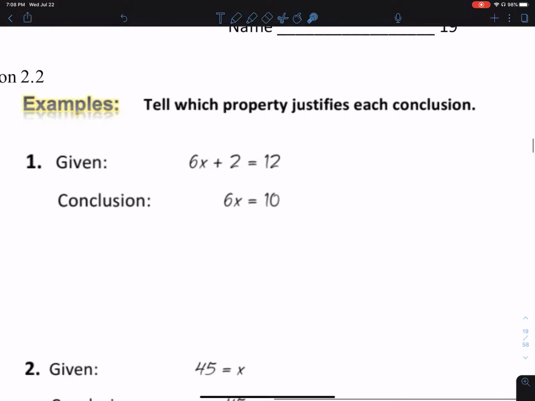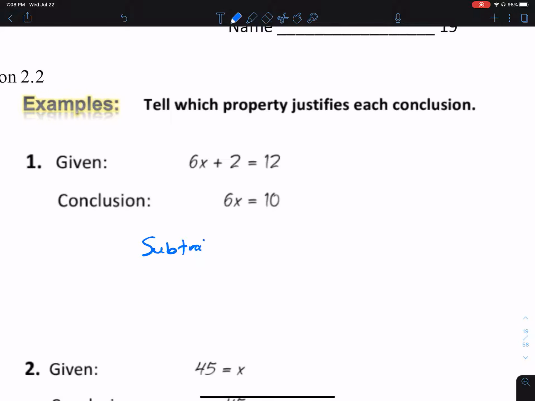Let's look at some examples. Tell which property justifies each conclusion. Before you decide which property, let's first try to figure out what happened. So our given is this fellow right here, 6x plus 2 is 12. Our conclusion is 6x equals 10. So what happened from here to here? I would venture to say we subtracted 2 from both sides of the equation. Well, what property from algebra says we can subtract 2 from both sides of the equation?